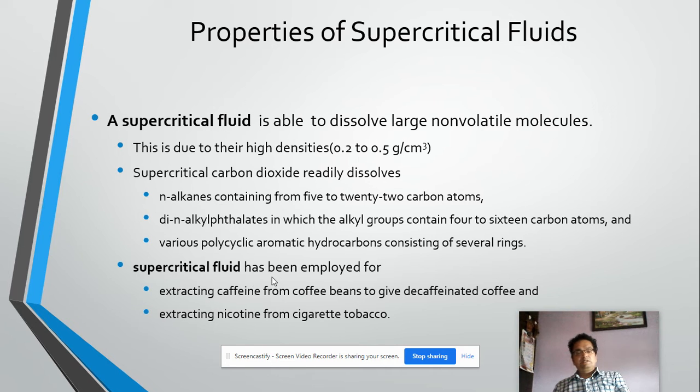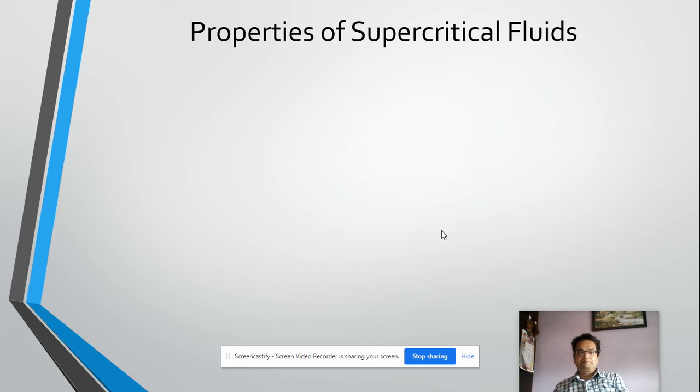Besides that, supercritical fluid has been employed for extracting caffeine from coffee beans to give decaffeinated coffee and extracting nicotine from cigarette tobacco. So supercritical fluids, since they can dissolve different types of substances, can be used for extracting the caffeine from coffee beans and nicotine from the cigarette tobacco.